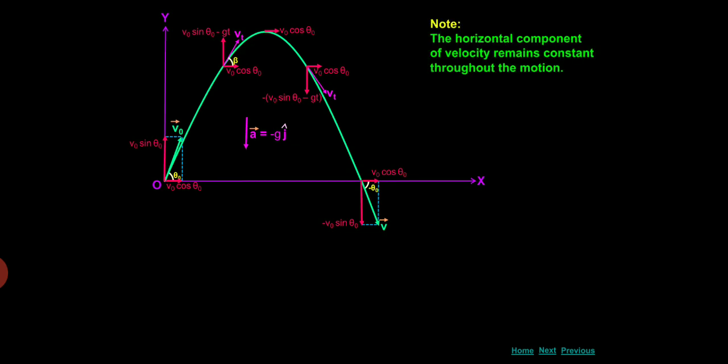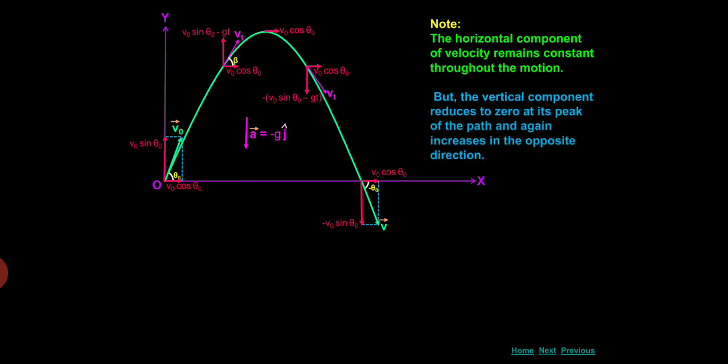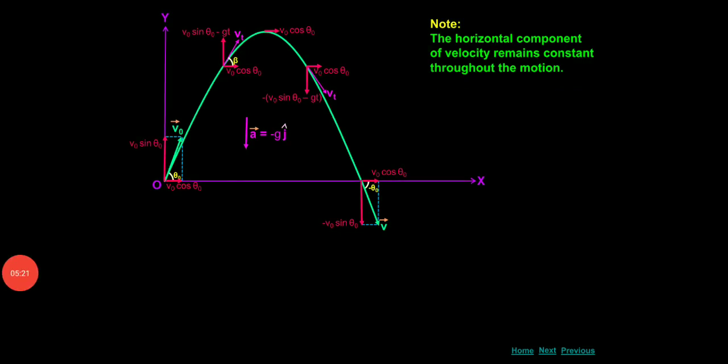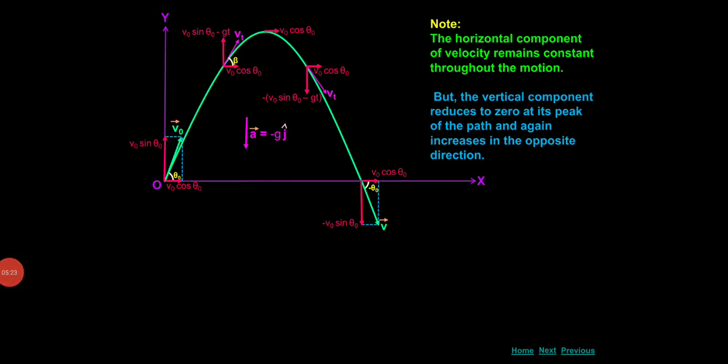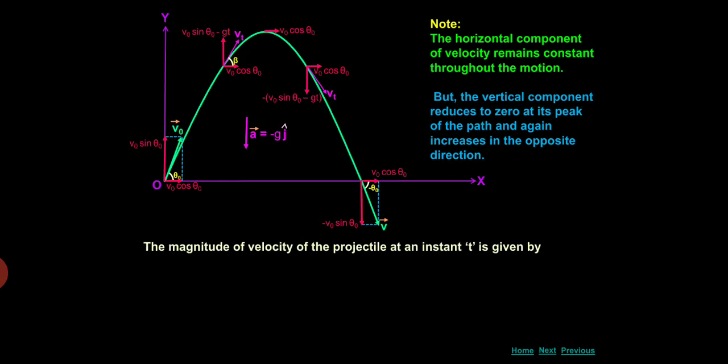Now note here, the horizontal component of velocity remains constant throughout the motion. Why does it remain constant? Because this velocity isn't affected by the acceleration due to gravity, since along the x direction no gravity acts and hence no force acts which is responsible for the velocity change. If we talk about the vertical component, it reduces to zero at the peak of the path and again increases in the opposite direction because of gravity.